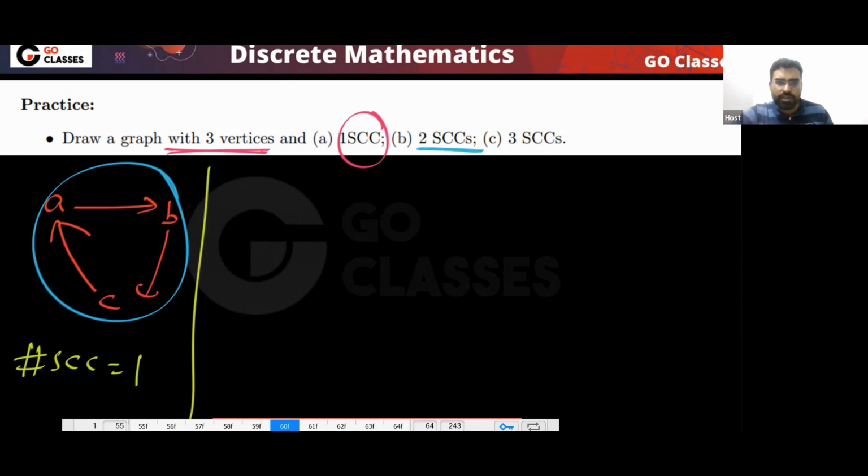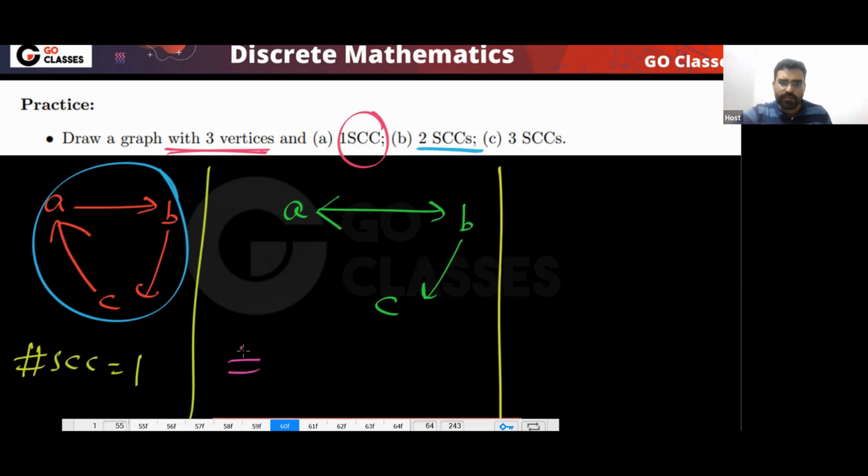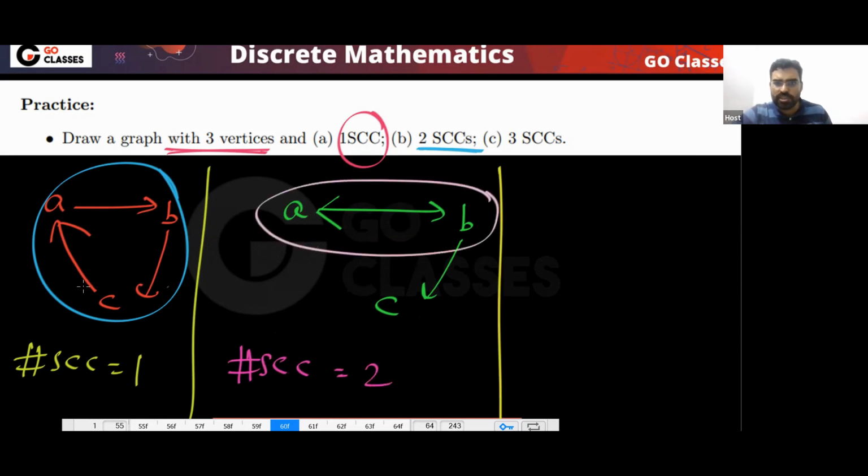Okay, 2 strongly connected components. Can you draw a graph which has 2 strongly connected components? A, B, like this, C. So in this, how many strongly connected components do you have in this graph? The number of strongly connected components is 2. This is a strongly connected component and this is a strongly connected component.